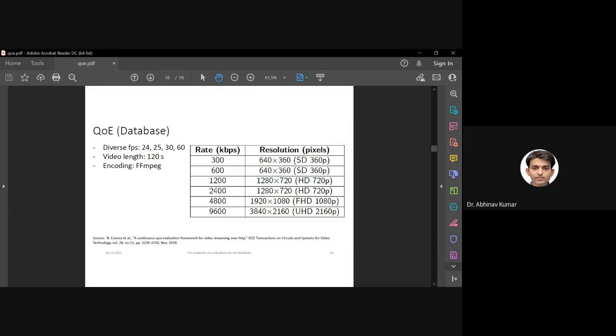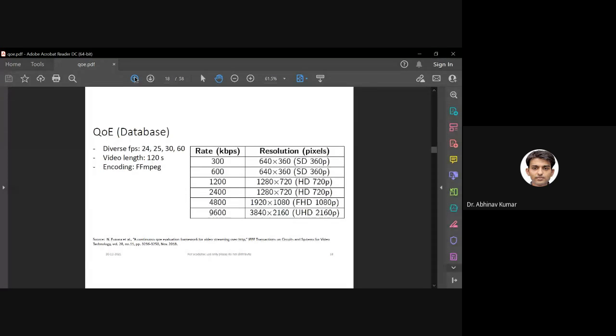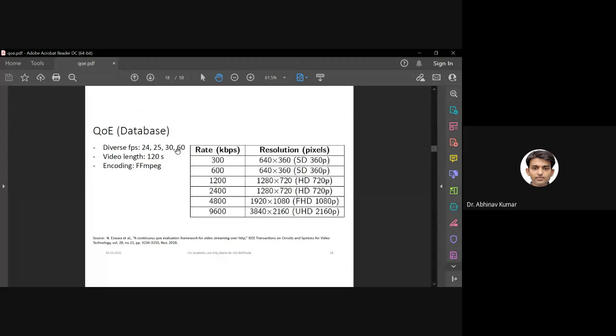We used different types of rates. For example, now these numbers may appear really small, so you can appreciate how things change within a span of 3 to 5 years in the video context. At that point of time, we were looking at 60 as a good FPS. So 24, 25, 30, 60 FPS. Now people are even talking about 120 and beyond. For gaming applications, people are even looking at much higher FPS. And then we looked at different rates like 300 kbps, 600, all the way up to 9600 kbps, which essentially translates to UHD, right? So we had SD, HD, FHD and UHD, different types of resolutions available.